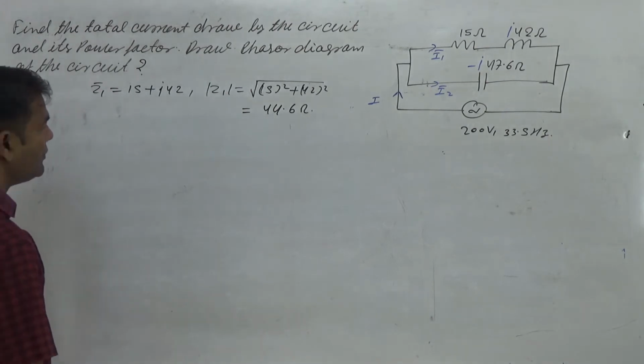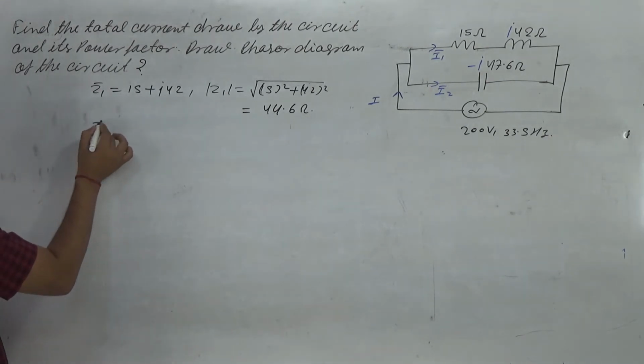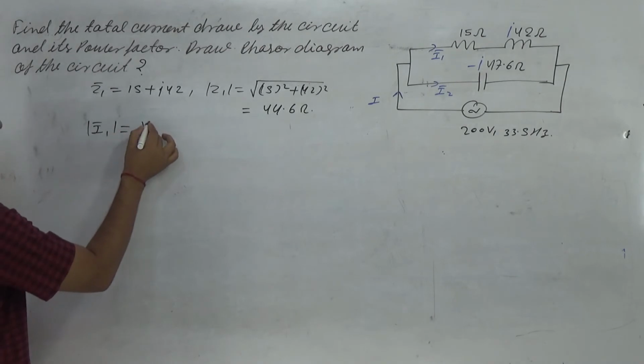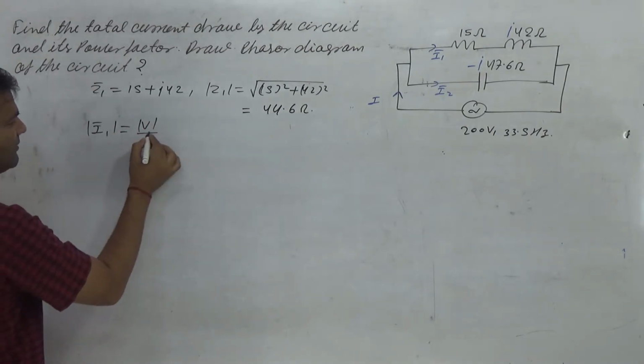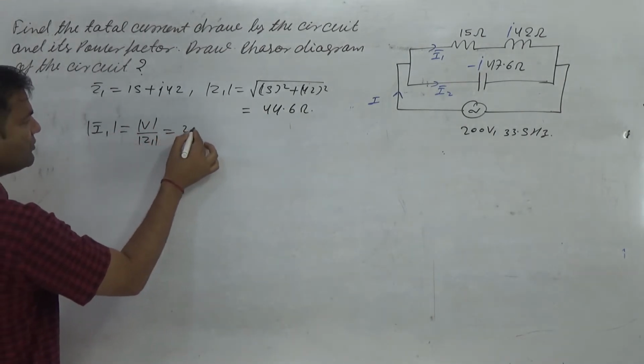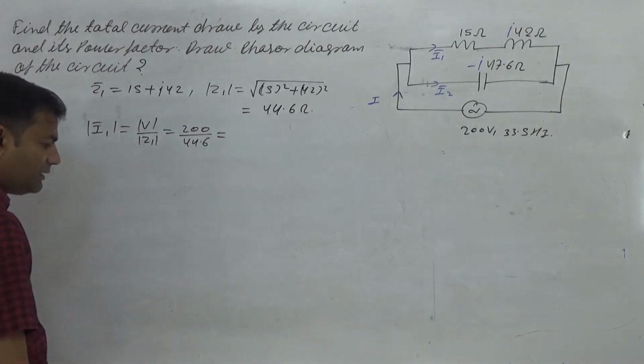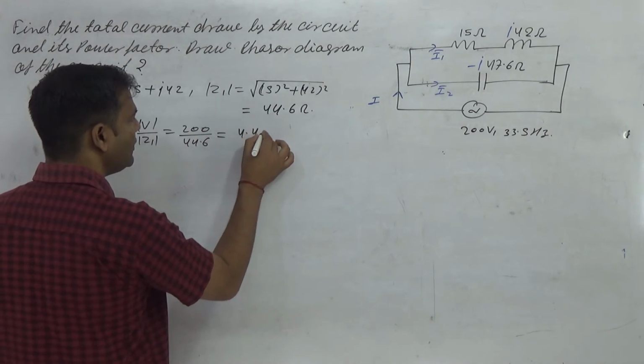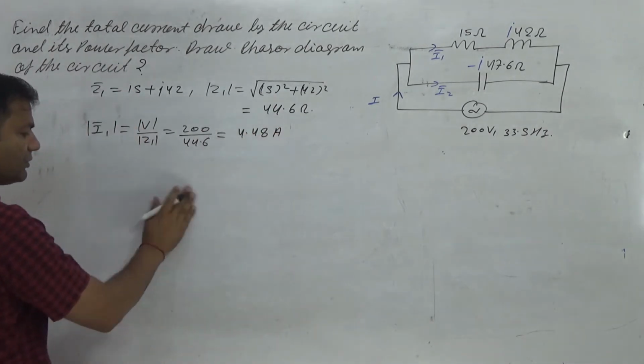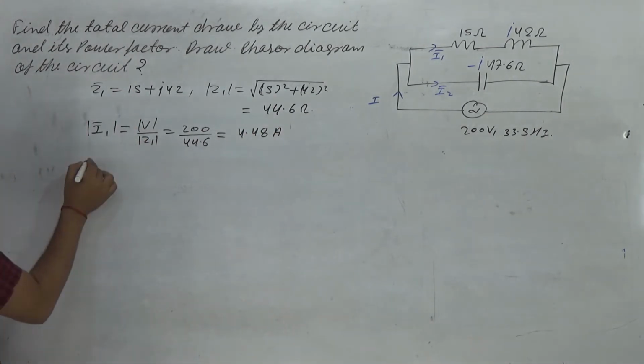Okay. Now, what about I1? If you determine I1, the mod value of I1 is V divided by mod Z1. So V is 200 divided by 44.6. So we finally got 4.48 ampere.